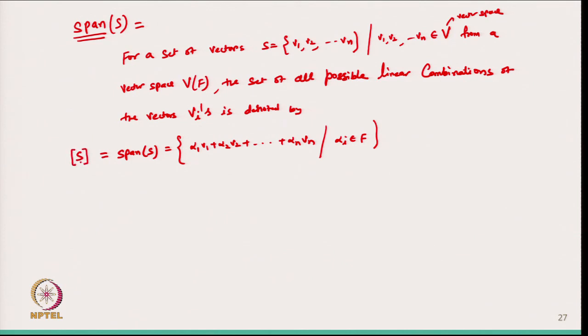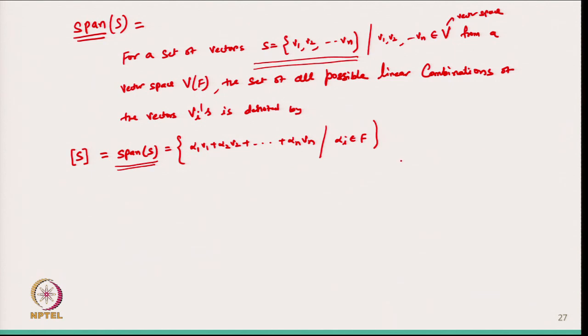It means that I am taking this set S, and of this set I am taking all the possible linear combinations, and whatever linear combinations I take, I will get another set, and that set is called the span of S. So this span is represented by this.